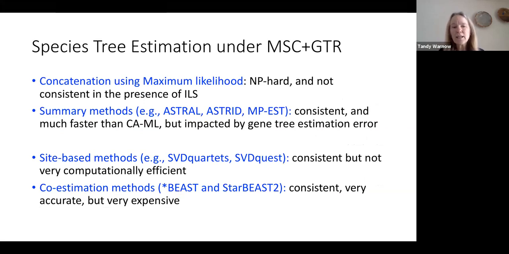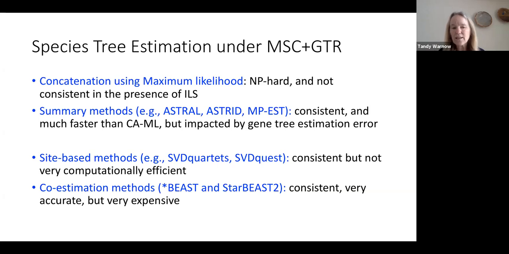The most common thing is just to do concatenation. And of course, concatenation means you put all the multiple sequence alignments together and you run your preferred maximum likelihood heuristic, okay? So that's one approach. Another approach is what we call summary methods. These are methods that estimate gene trees and then combine the gene trees. Then there are methods that are called site-based methods where you bypass the gene tree estimation entirely.